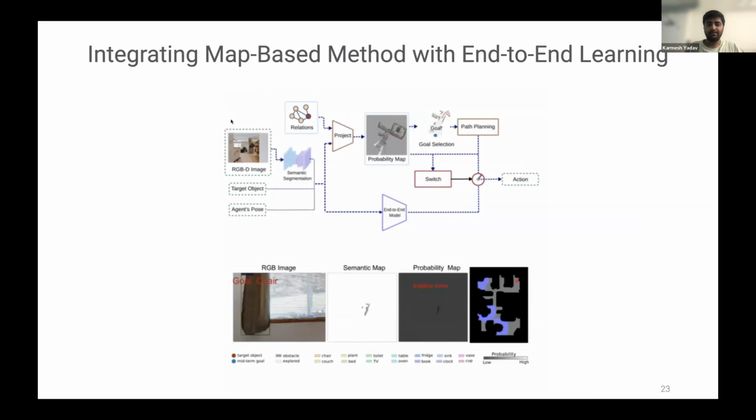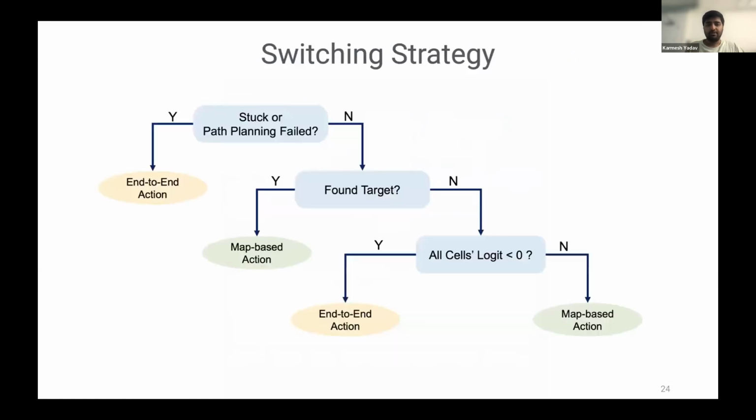So there are sensor readings coming from the Habitat simulator, and they take the sensors, do semantic segmentation on the RGBD input, and then pass it through the map-based method and the end-to-end method separately, and then use a simple switch to define which method to use for taking the action. The switching strategy looks something like this. They use either the end-to-end action or the map-based action, whichever works better for that particular time step. We'll look at their strategy in more detail in the coming few slides when I present their video.